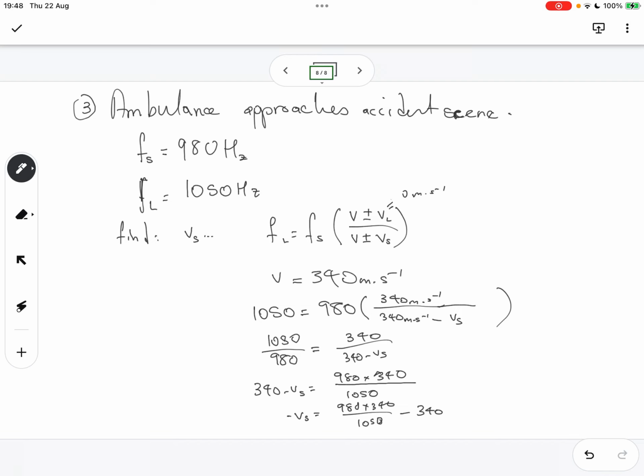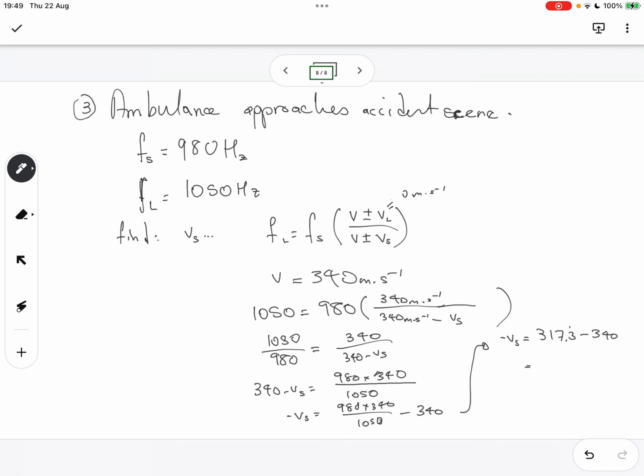Okay. Why are we minusing with 340 so many times? Oh no, in this case we're just applying additive inverses. That hurts my head like a concussion. That would mean we've got 980 times 340 divided by 1050, which is 317.3 recurring. So we have negative Vs equals 317.3 recurring minus 340.